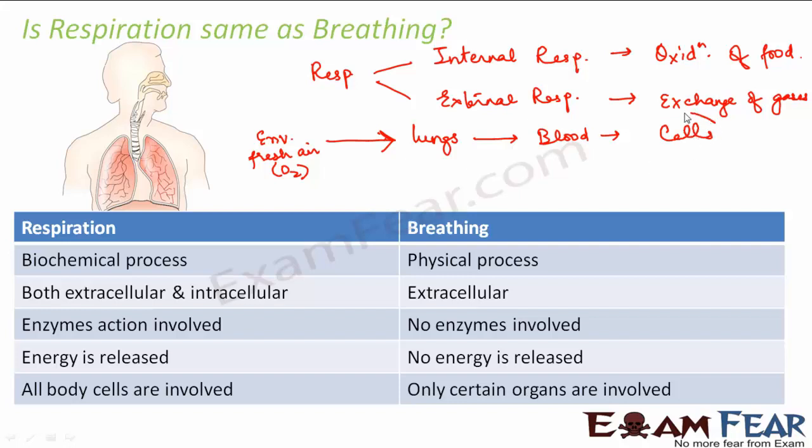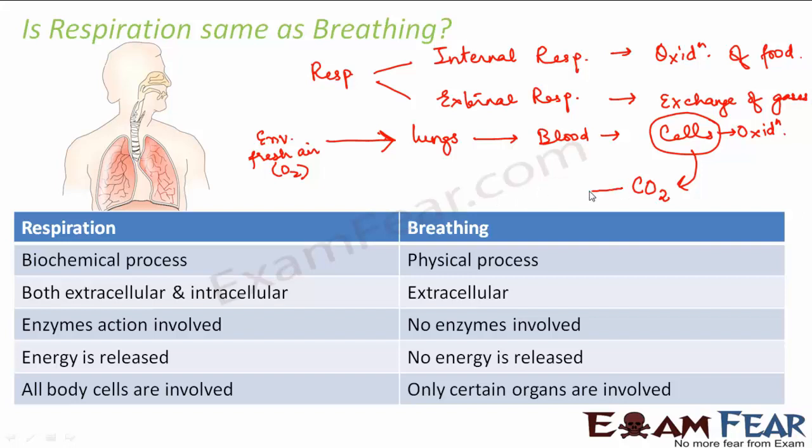Right? Now the cells are the places where oxidation of food actually takes place. As we were talking about, the oxidation of the assimilated molecules actually takes place in the cells. That is, internal respiration takes place inside cells. Now when internal respiration takes place inside cells, what will happen? Carbon dioxide will be produced in the cells. So what will the cells do? Cells will throw the carbon dioxide outside.